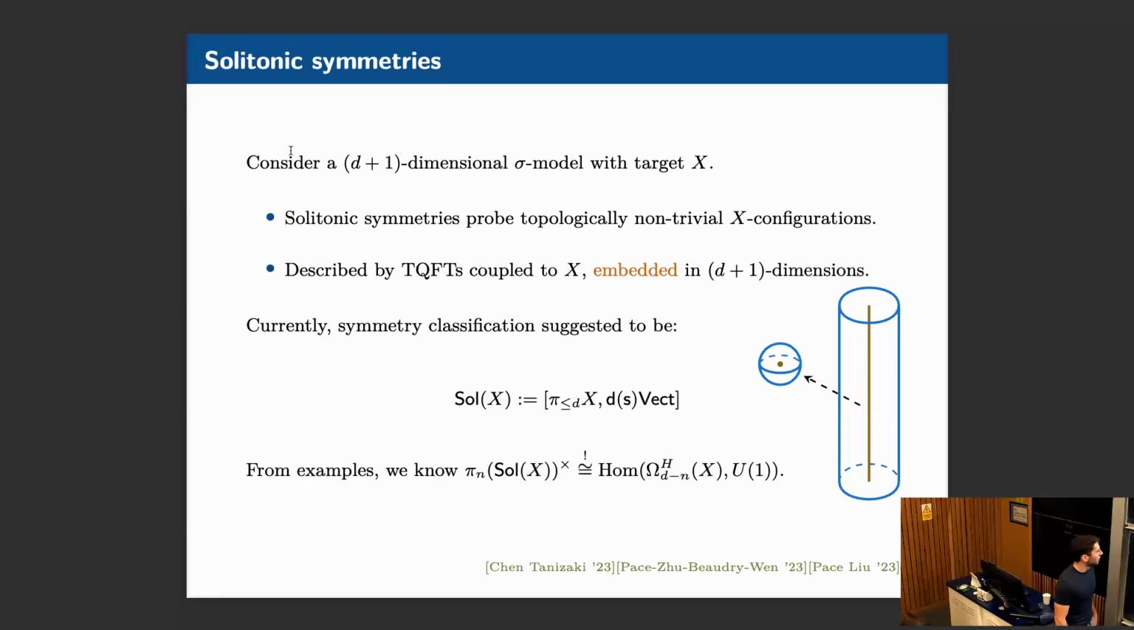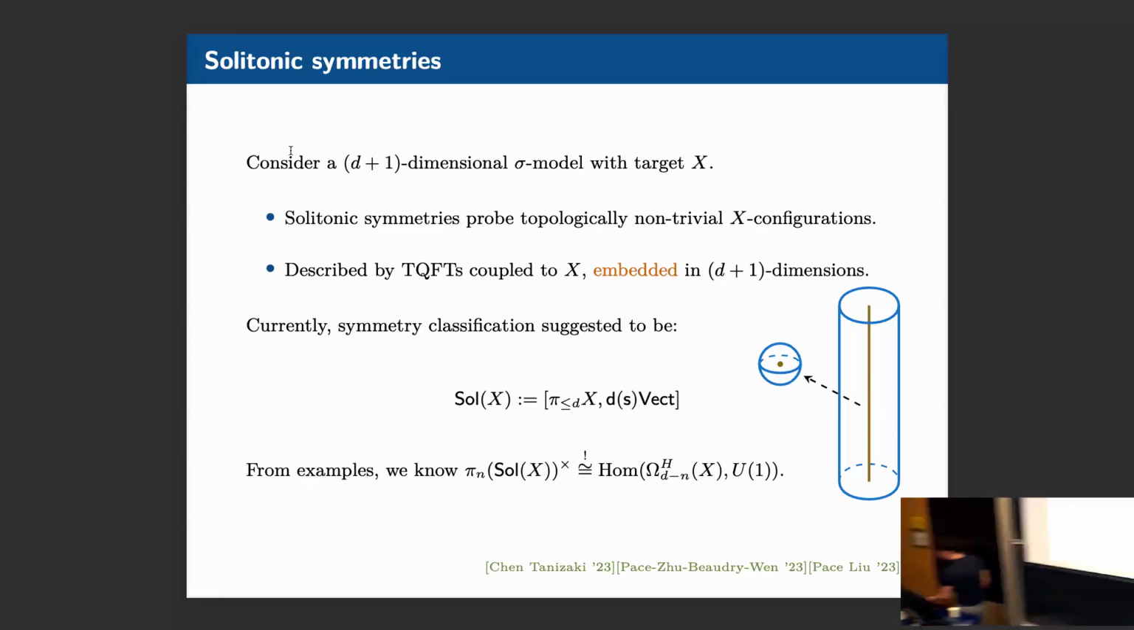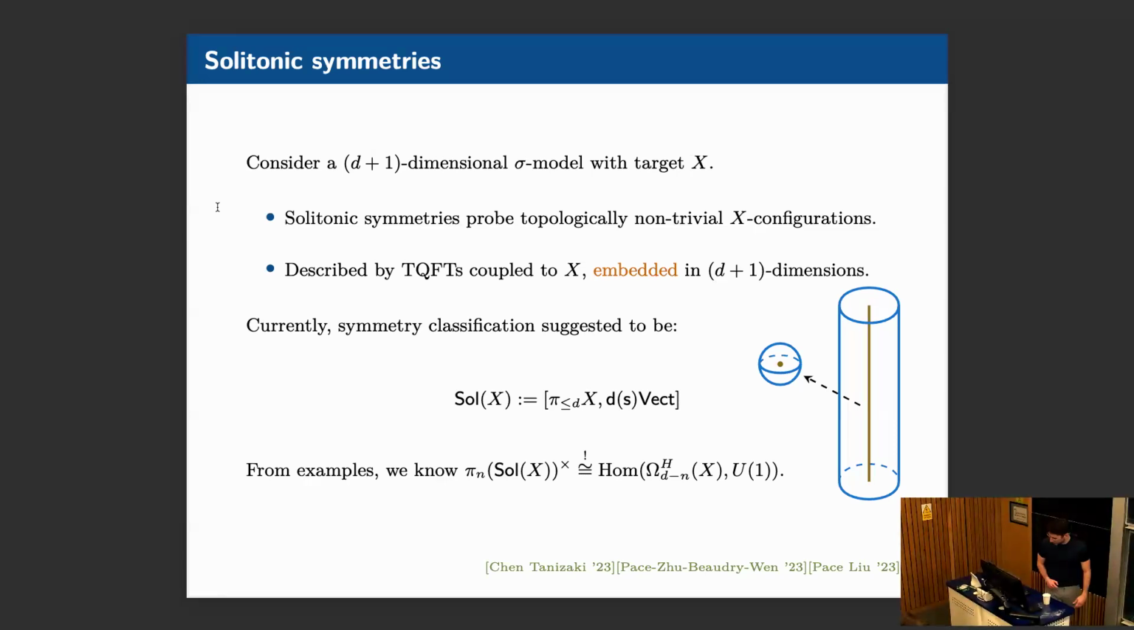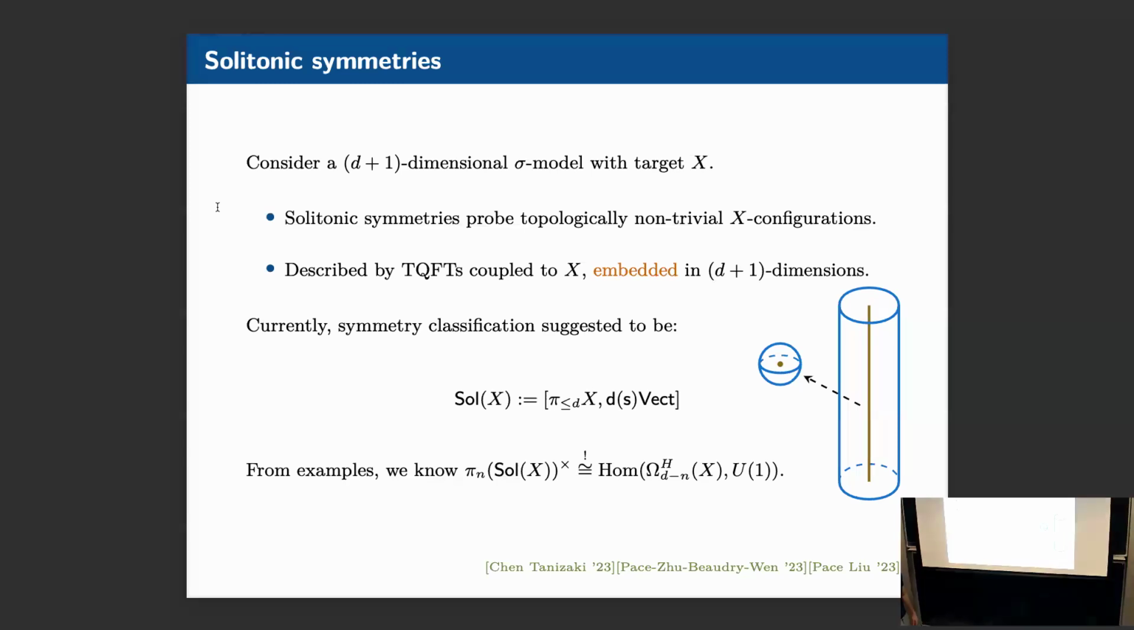Okay, and recently there was this very interesting reevaluation and classification of this kind of symmetries, which arrived at the suggestion that these solitonic symmetries are of this form, so they are labeled by some kind of functors from the target of your sigma model, now seen as a groupoid, into, say, the d-dimensional versions of Vec, or as Vec.